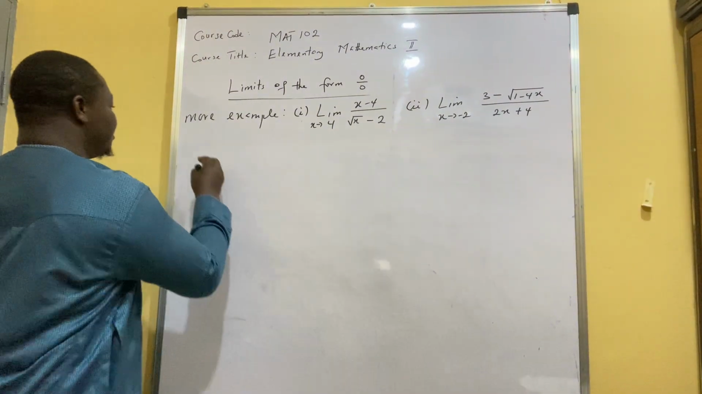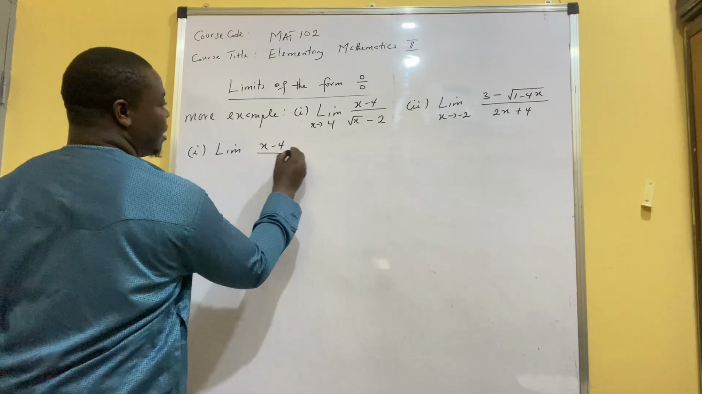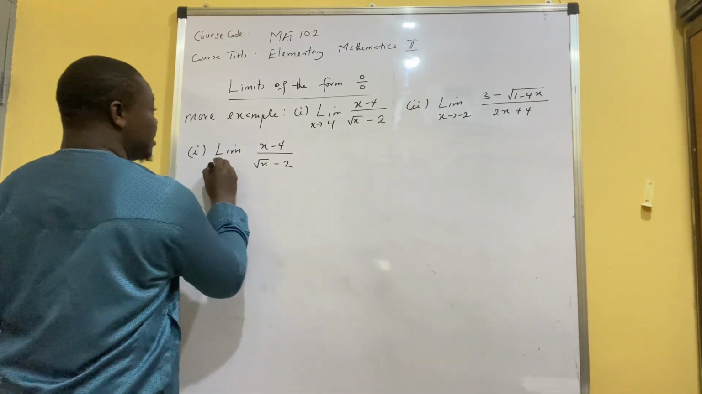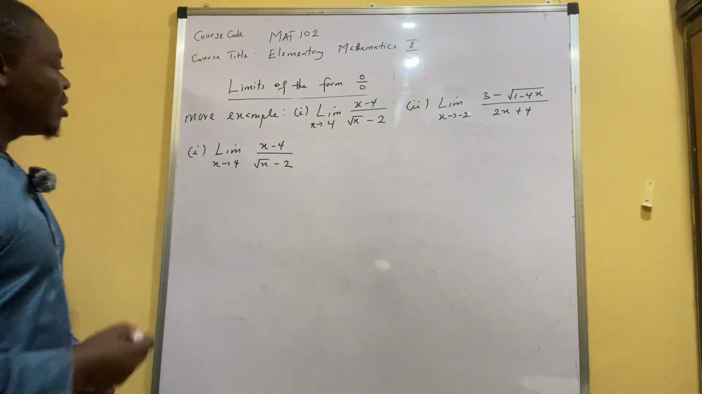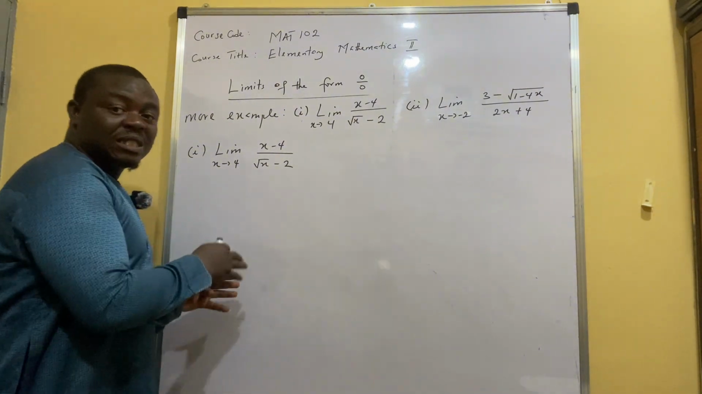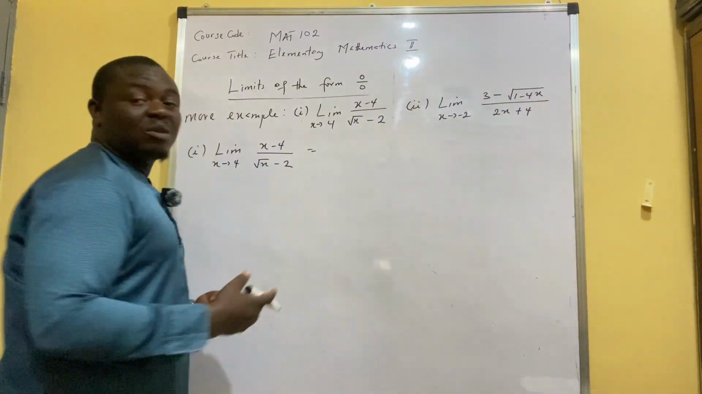So we take the first example. We have the limit of x minus 4 over root x minus 2 as x tends to 4. Okay, we are going to solve this problem using two methods. The first is to factorize, and the second is to rationalize. Okay, so using the first method, we want to factorize this.